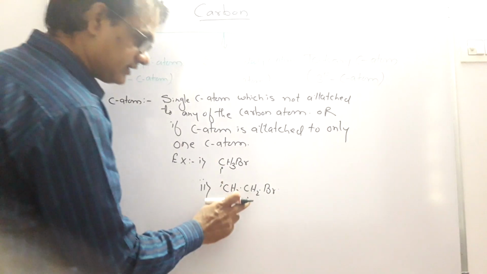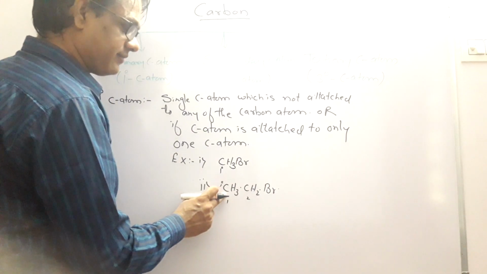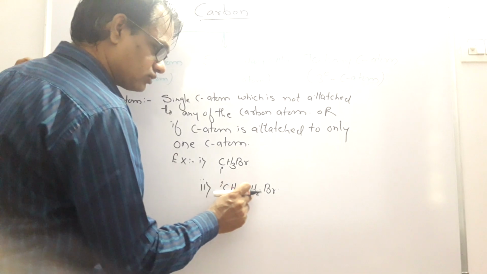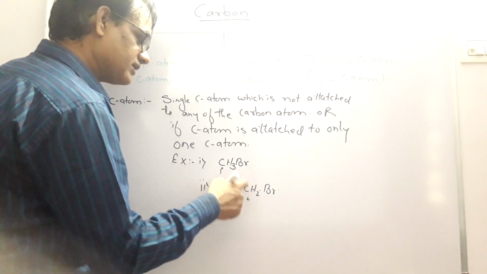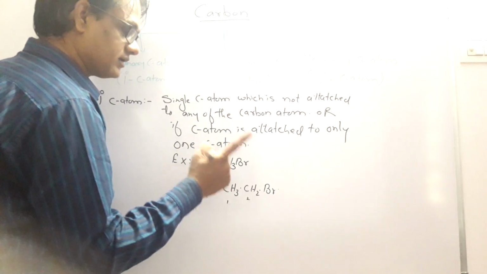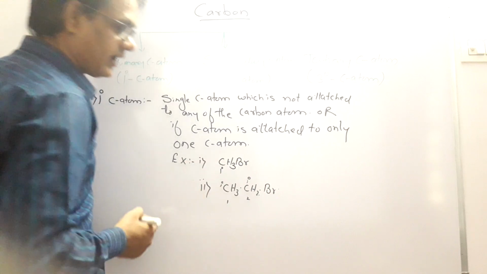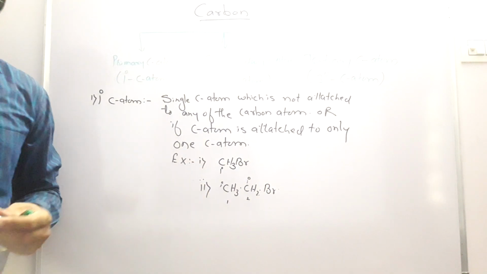And if we see this second carbon atom, it is also attached to the first carbon atom. So this carbon atom is attached to only one carbon atom. So here in this case both are primary carbon atoms. So I think this primary carbon atom topic will be clear to you.